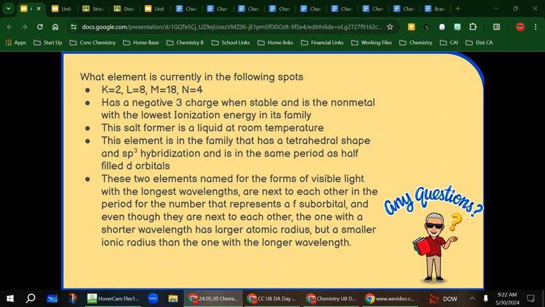Questions? Okay, now for the one that will be exactly like on your test. These two elements named for the forms of visible light with the longest wavelengths. Tell me what those forms are.